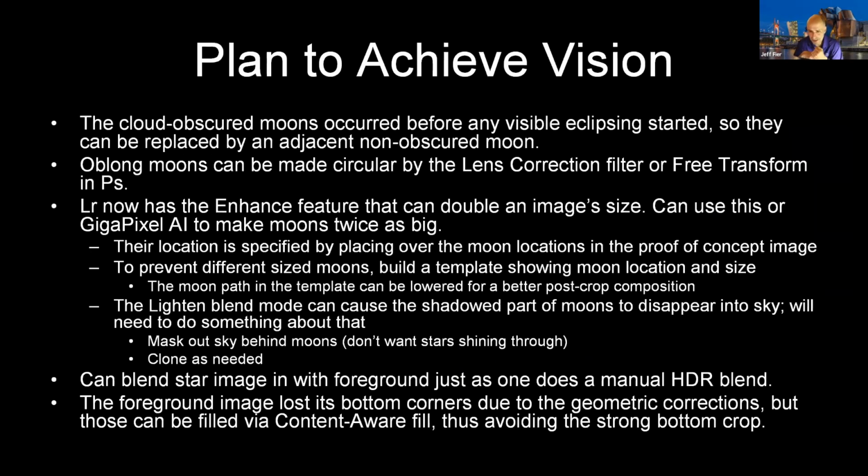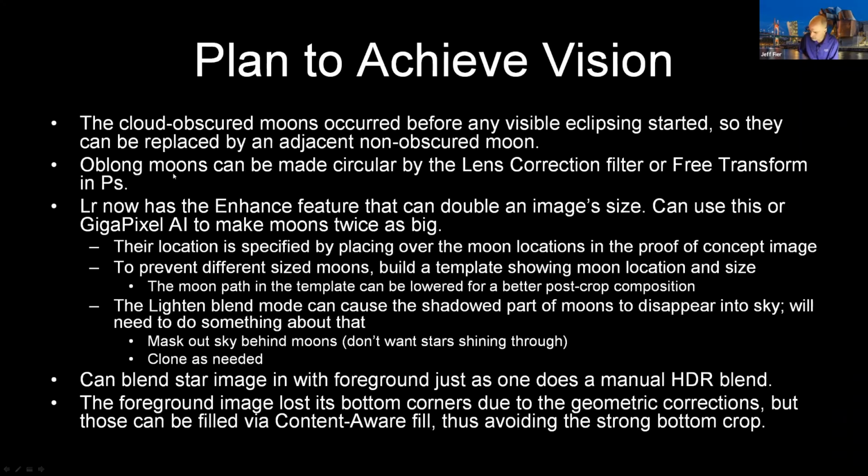So I had cloud obscured moons, but those didn't occur during a time when the moon was actually eclipsed. So an easy solution is just to take one of the adjacent full moons and put it in the place of one of these obscured moons. So that's how I could fix that.